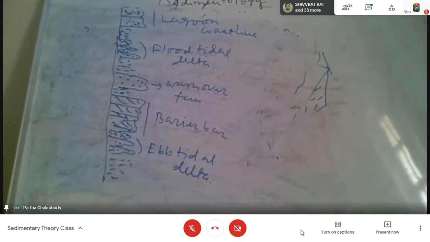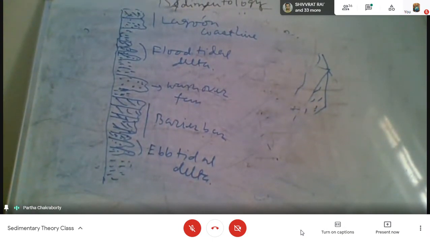This is an advancing or prograding barrier bar deposit.